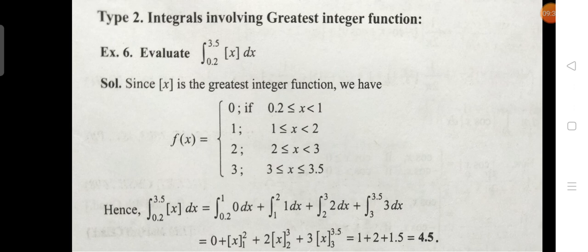So the integral from 0.2 to 3.5 of greatest integer x dx. We have to know the definition of the greatest integer function. So f of x has 4 values: from 0.2 less than or equal to x less than 1, it is 0; from 1 to 2 it is 1; from 2 to 3 it is 2; and from 3 to 3.5 it is 3. So we split that integral from 0.2 to 3.5 into 4 integrals.